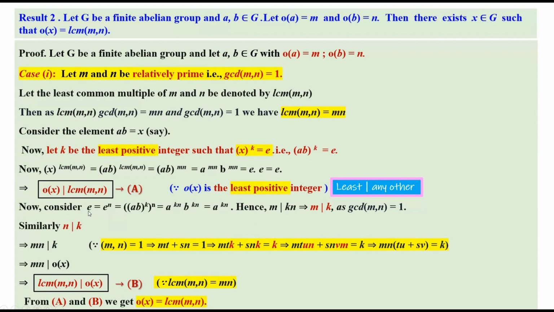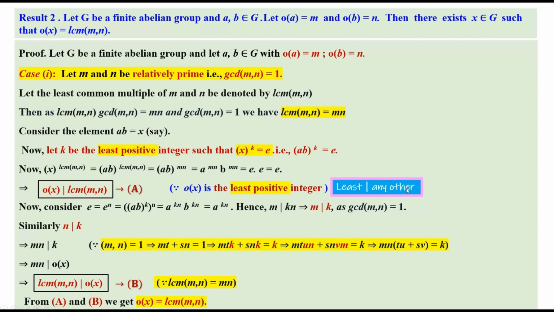Now we'll consider e, which you rewrite in this way, and you know that (ab)^k is e, so you replace this e by this. Then, because G is an abelian group, you make use of that. a raised to kn, b raised to kn, and the order of b is n, so b^(kn) becomes e, so you have a raised to kn. So for a, m is the order of the element a, and kn is any other exponent for which a^(kn) is e.